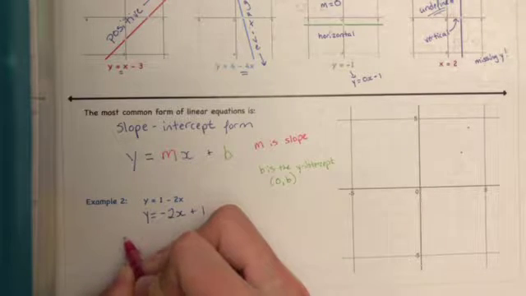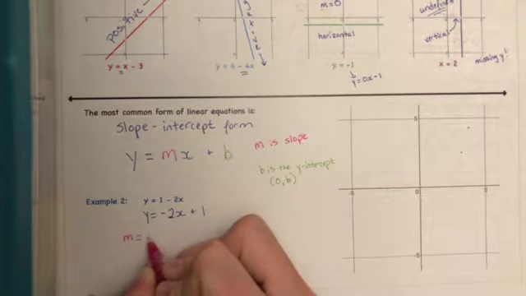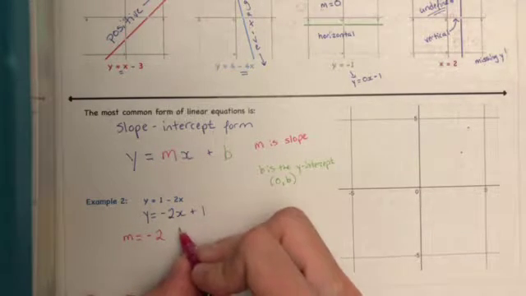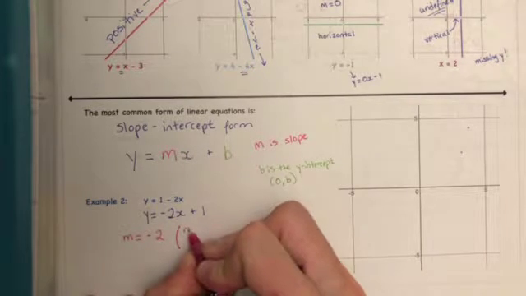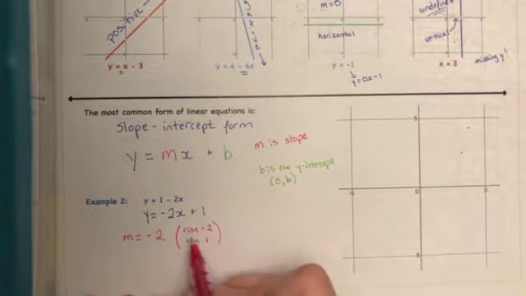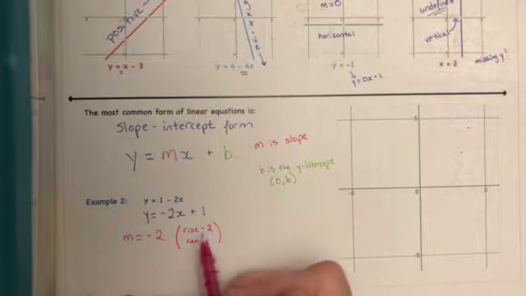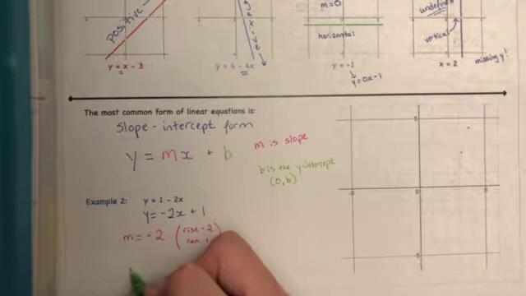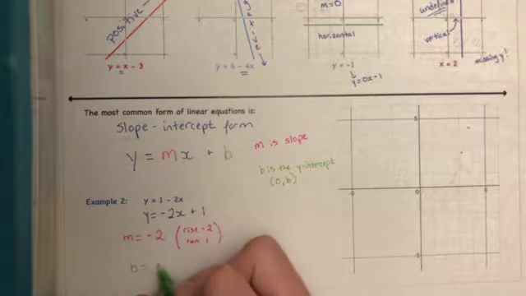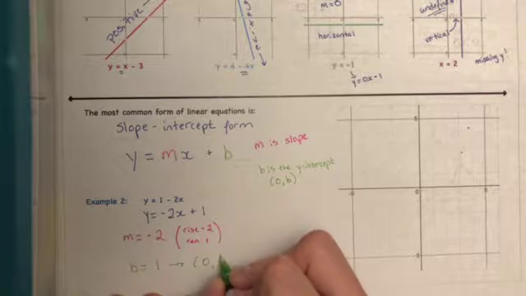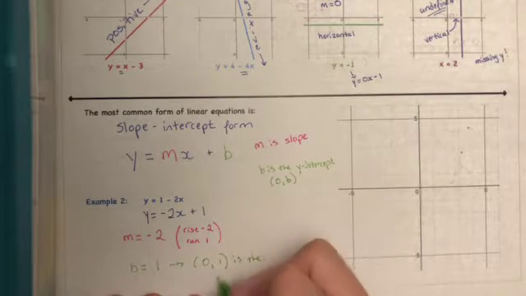So I'll first pull out my slope. So m in our equation is equal to negative 2, which means, if I remember my rise over run, that I am rising negative 2 and running 1, right? Negative 2 over 1 is negative 2, so I'm going down 2 and over 1. I can also pull out my b, my y-intercept. So b in this equation is equal to 1, which means that the point (0, 1) is the y-intercept.